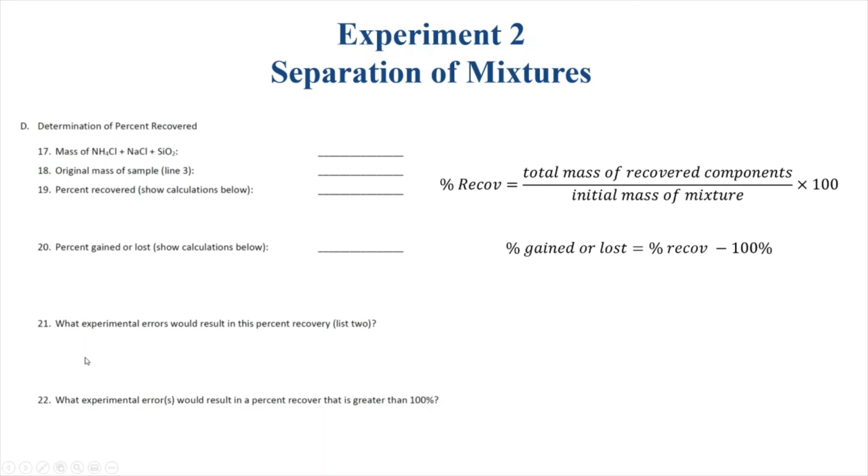And now what I want you guys to think about is what experimental errors might have resulted in this percent recovery. So if we have a 90, I'm just making up a number, let's say it's 90% recovered. That's not the actual number, but let's just say it was.